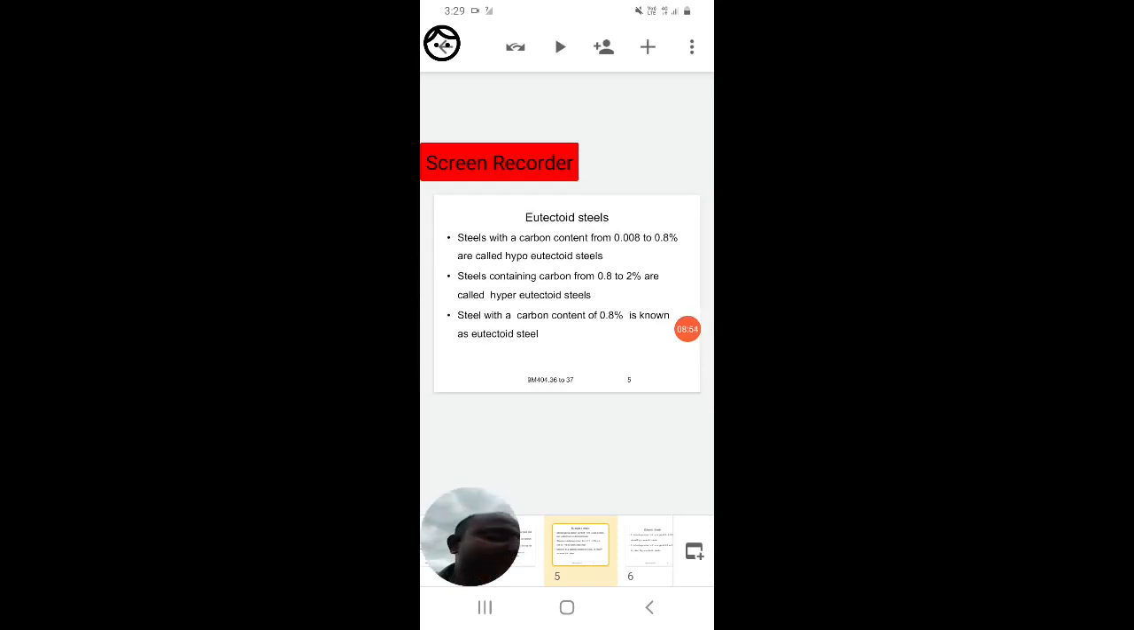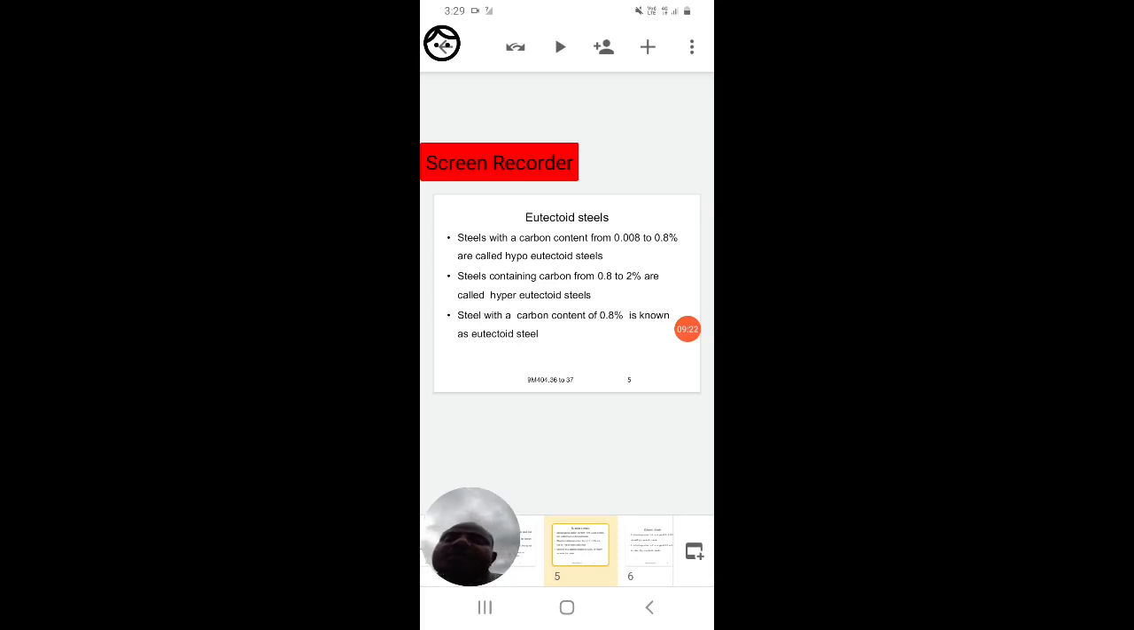So austenite, by cooling or heating, gives rise to ferrite plus cementite. This total mixture is known as pearlite. That means solid 1 gives rise to two types of solids. This type of reaction is known as a eutectoid reaction. Now, eutectoid steels.